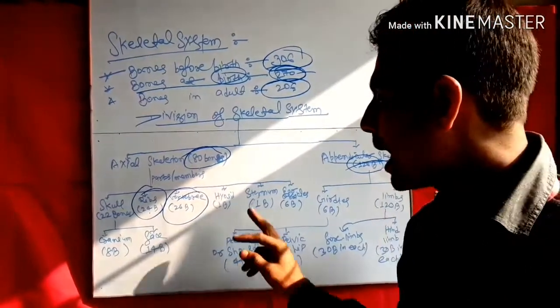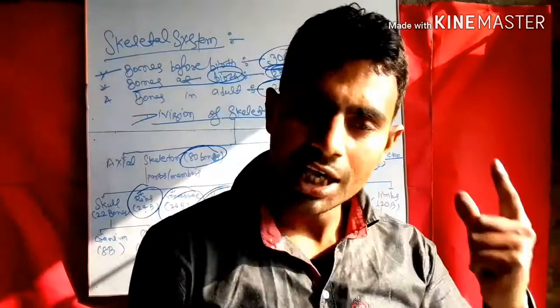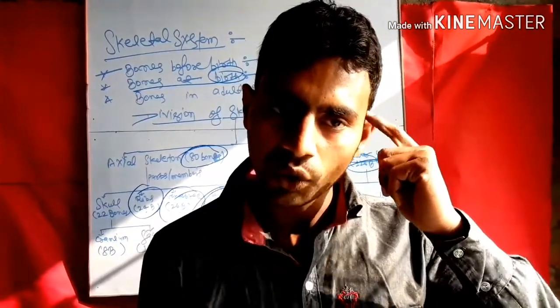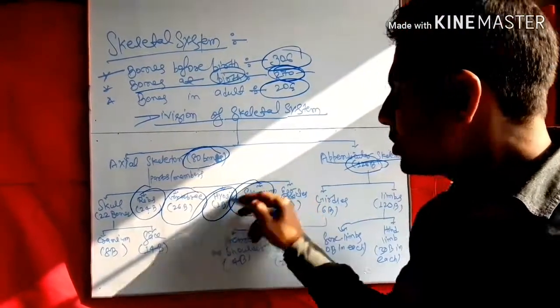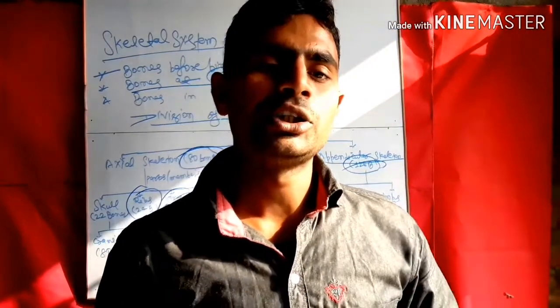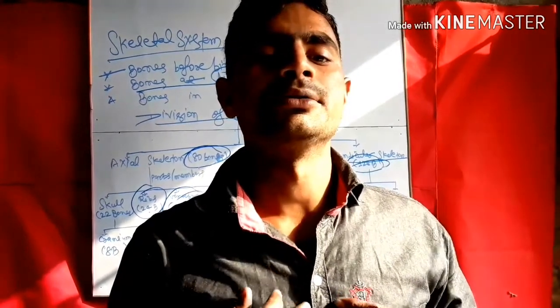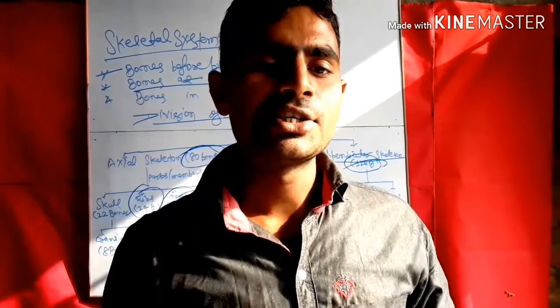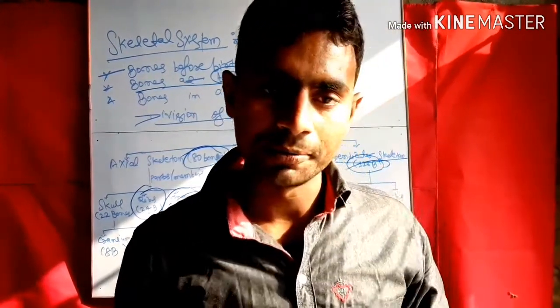Vertebra 26 bones. Hyoid 1 bone. Here the hyoid is present, and hyoid is 1 bone. Sternum is also made by 1 bone, because the sternum is the breast bone. Sternum is a breast bone, and sternum is also made by 1 bone.